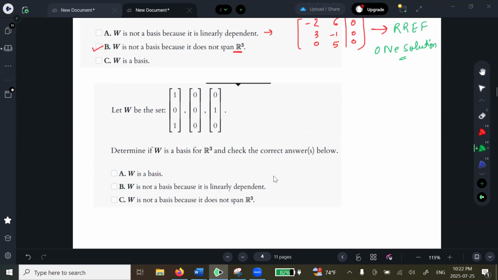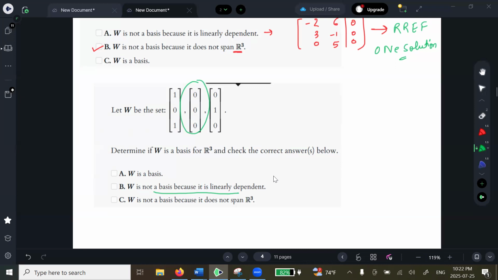W is not a basis because it does not span R cube. Is that true? Now you can't immediately know, right, because it has 3 vectors, so it is not less than the dimension of R cube. Not a basis because it is linearly dependent. Is this linearly dependent? Yes. Who said that? Good job. You don't even have to check because it has a 0 vector, right?